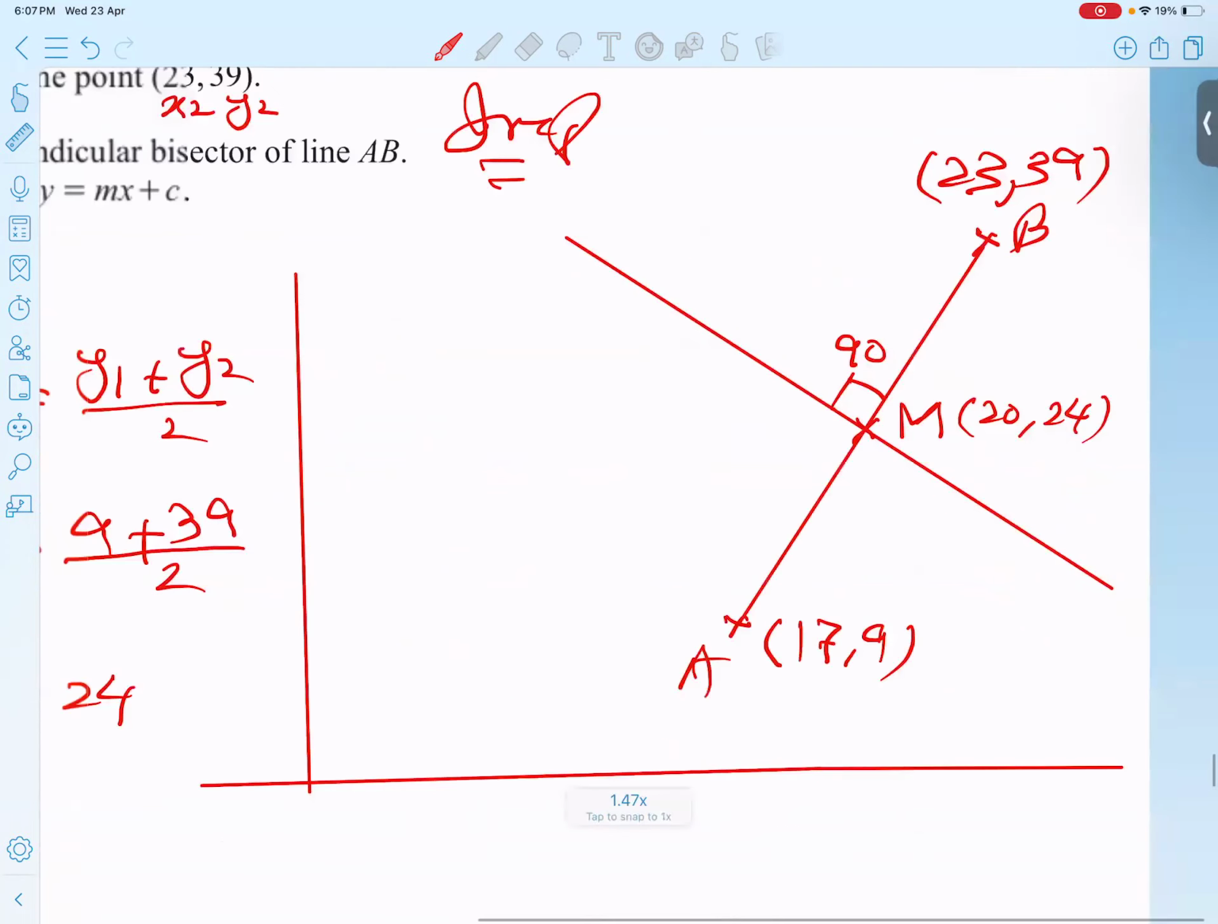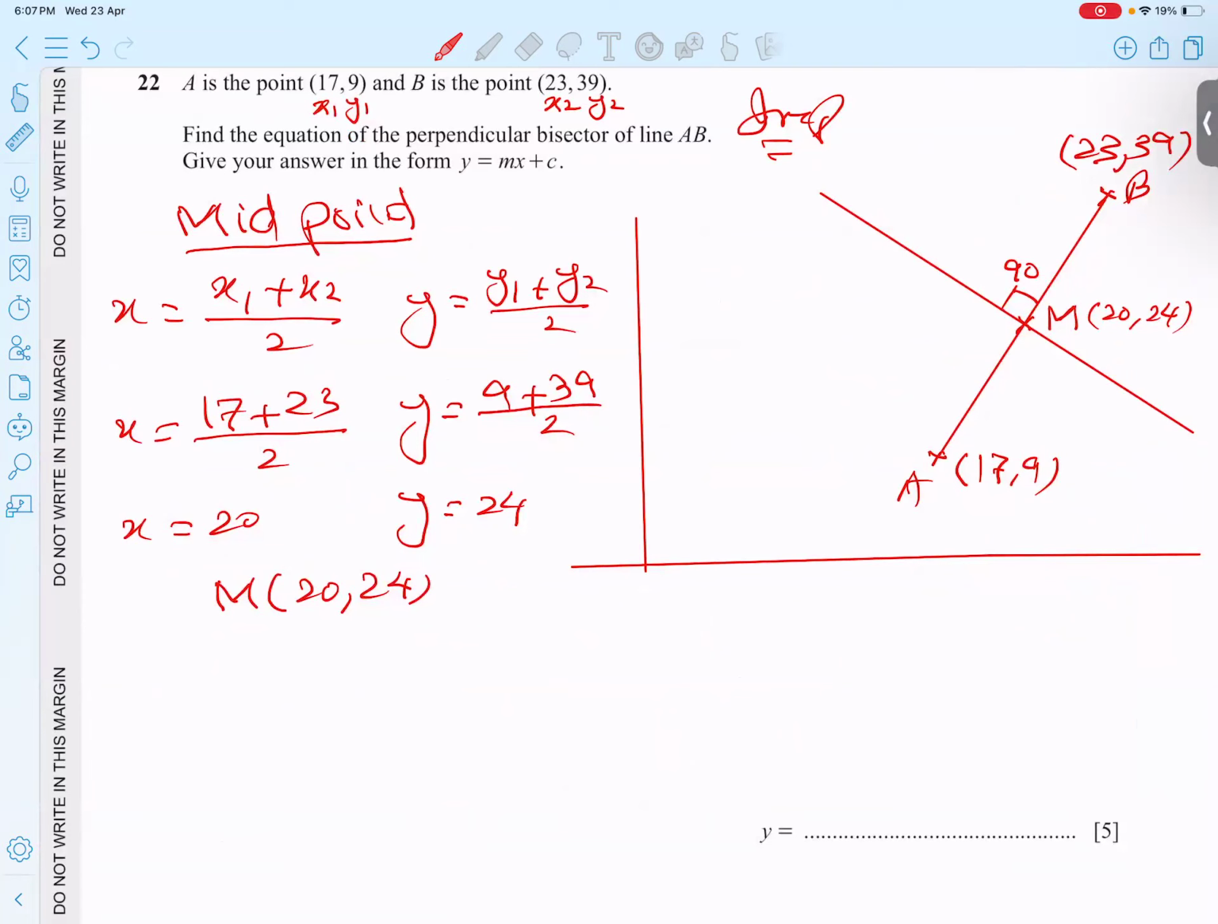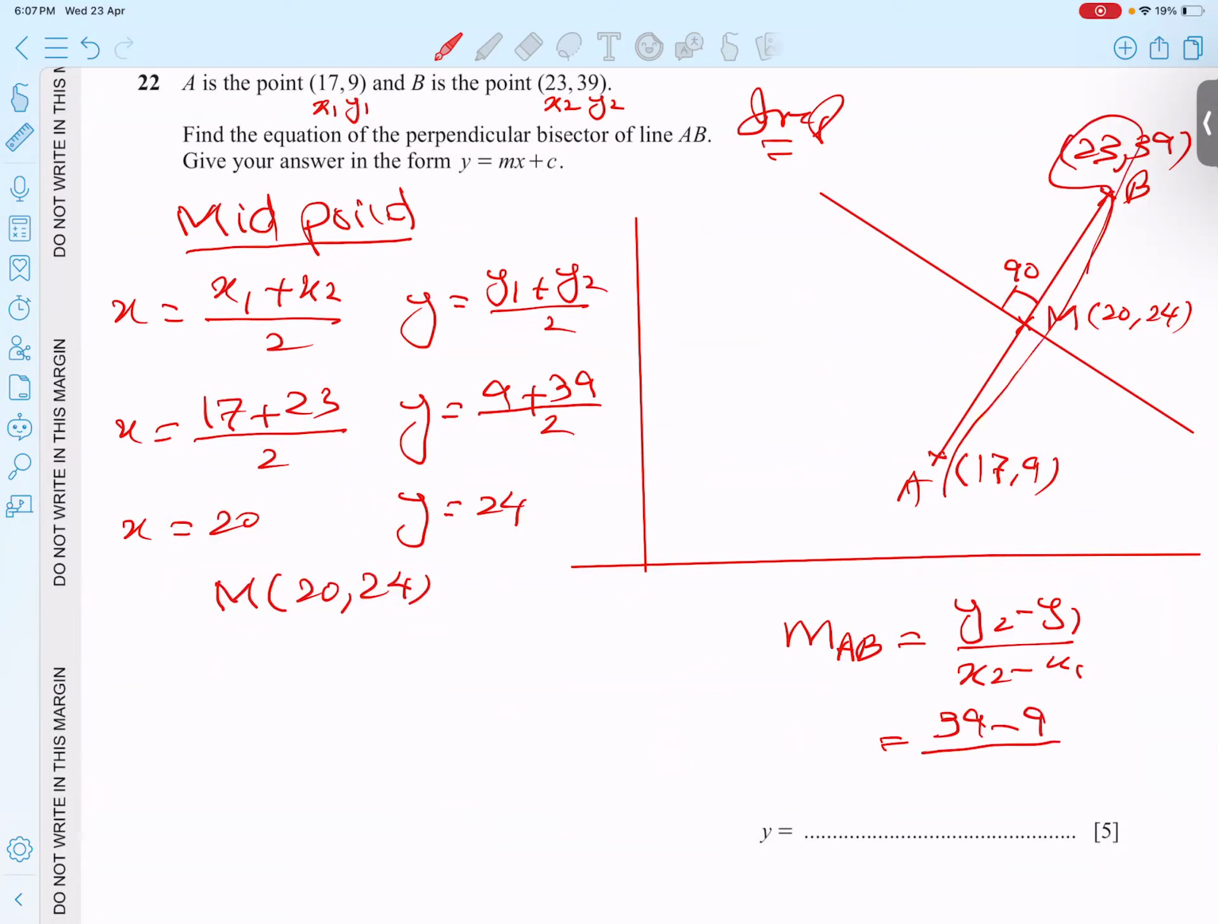Done. Now, students, very interesting. What is the AB gradient? Basic formula: y2 minus y1 over x2 minus x1. So I'm writing now y2 minus y1 in the numerator, over x2 minus x1 in the denominator.